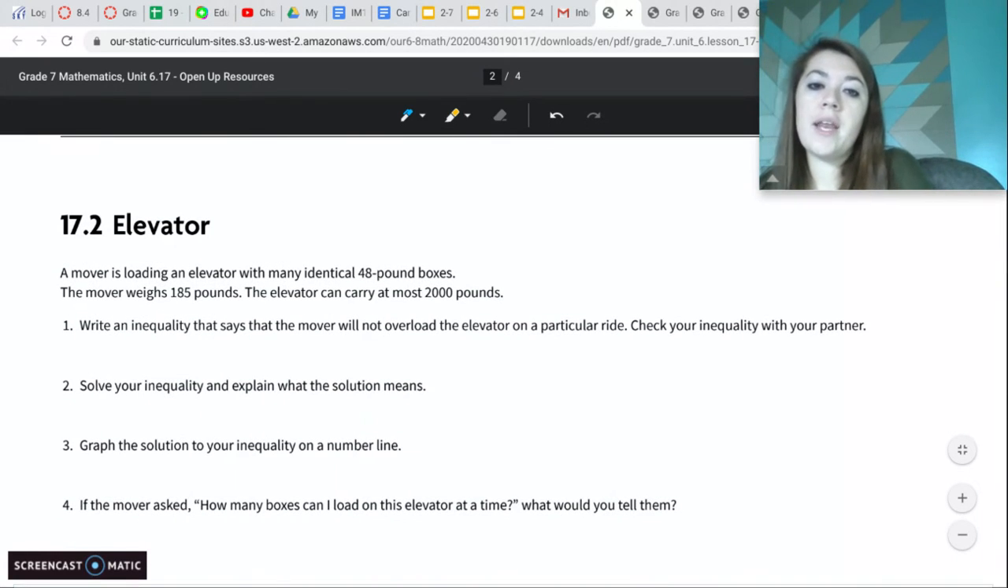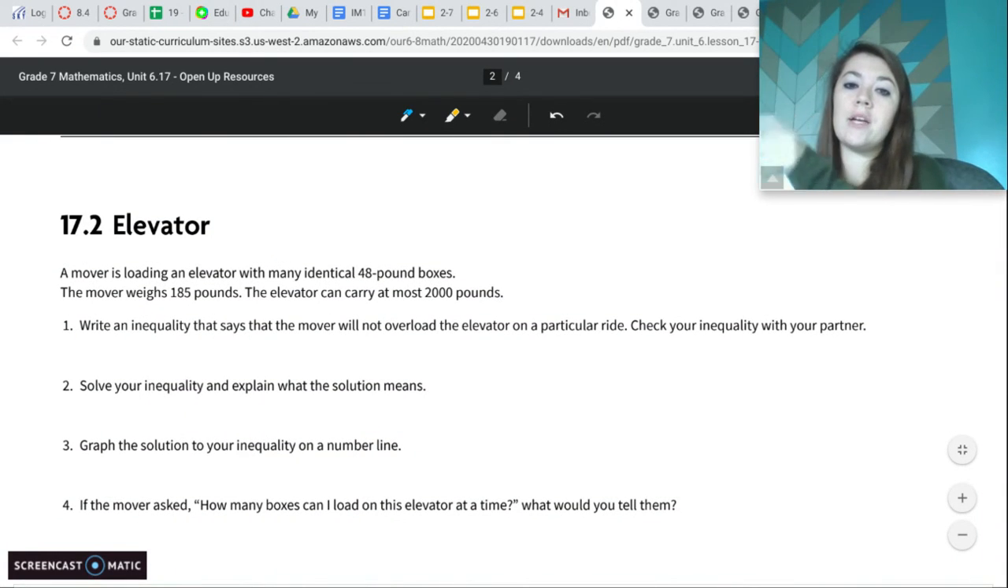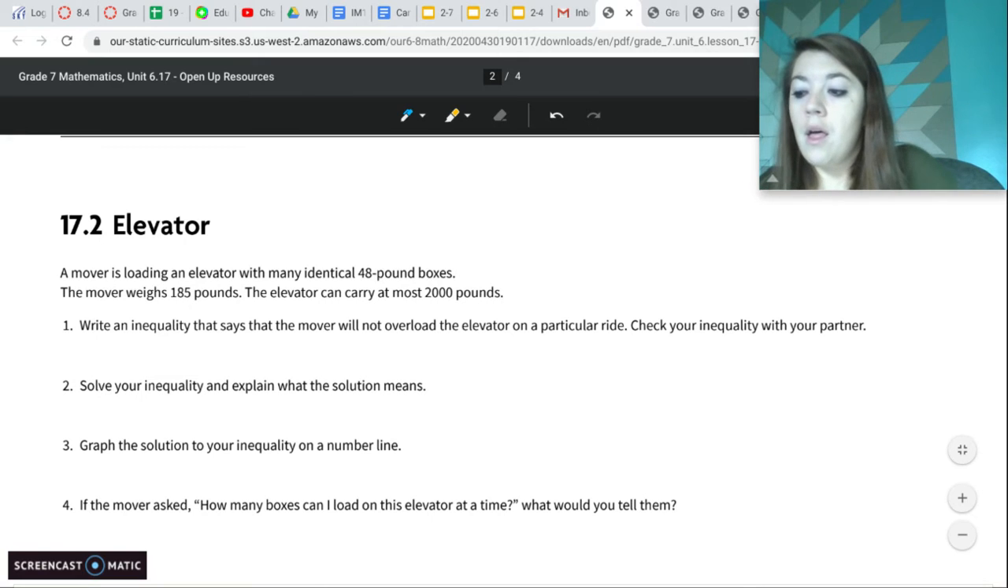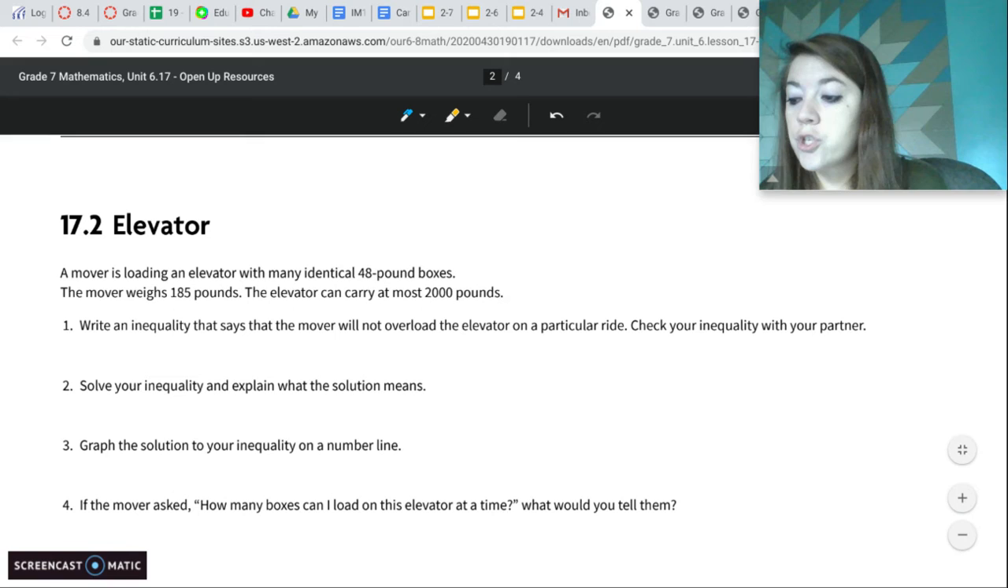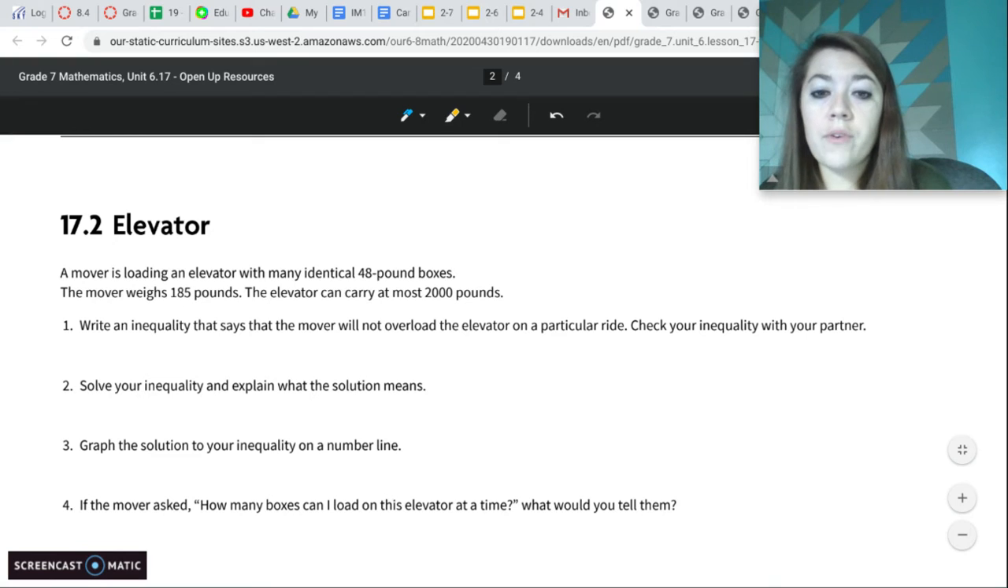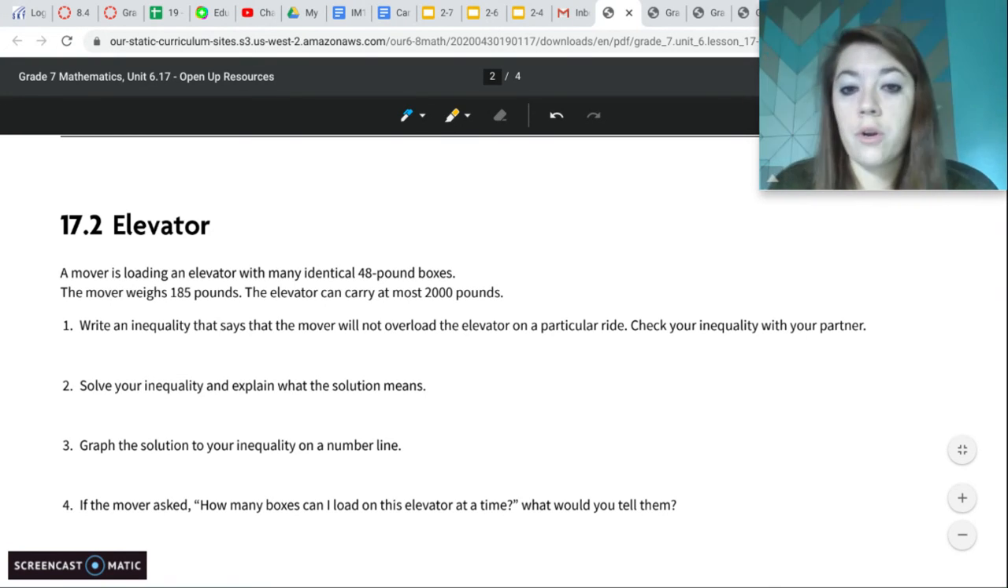A mover is loading an elevator with many identical 48-pound boxes. The mover weighs 185 pounds. The elevator can carry at most 2,000 pounds. Write an inequality that says that the mover will not overload the elevator on a particular ride. Check with your partner.